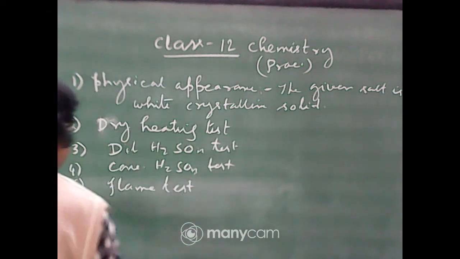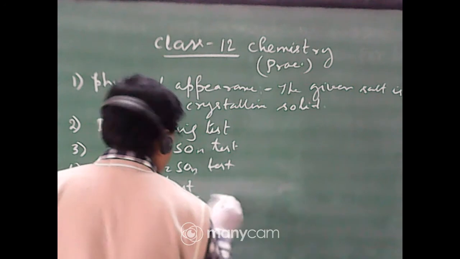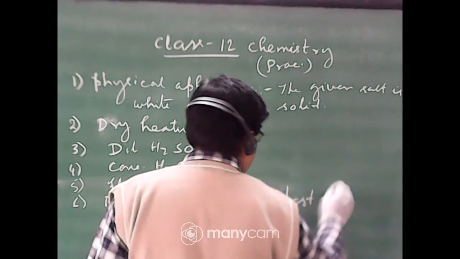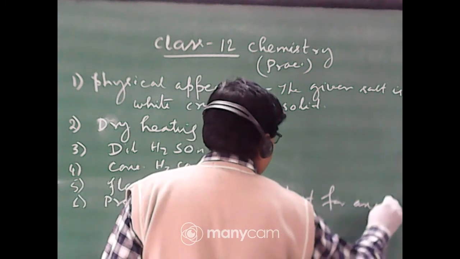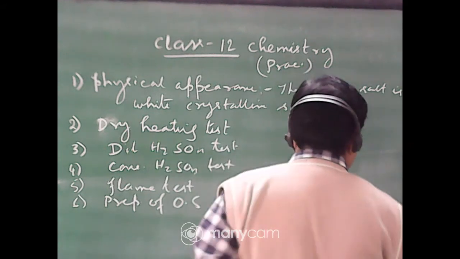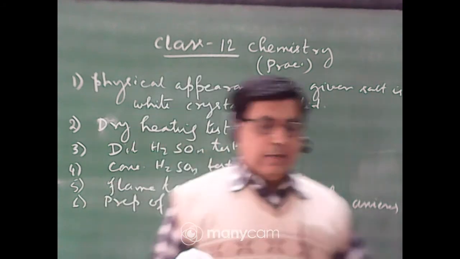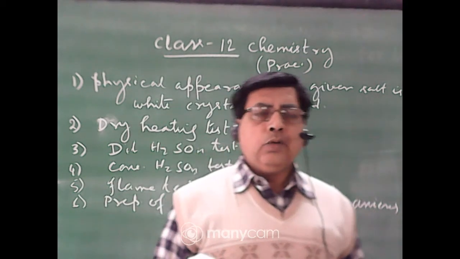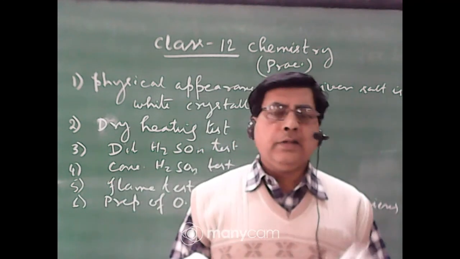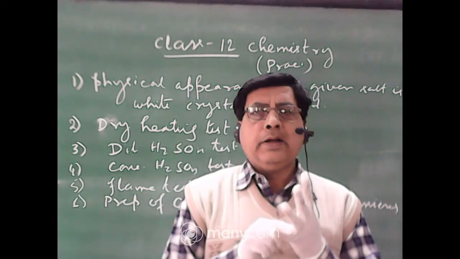Then you write preparation of OS and wet test for anions. The given sample is dissolved in distilled water to prepare OS. Make three columns: experiment, observation, inference. In the experiment column you write: 1 cc OS plus 1 cc silver nitrate solution.